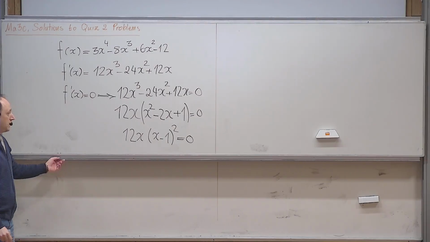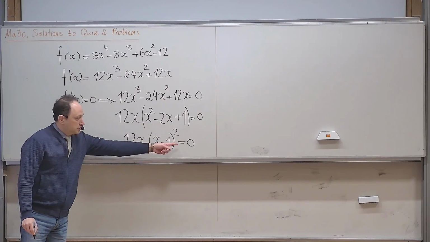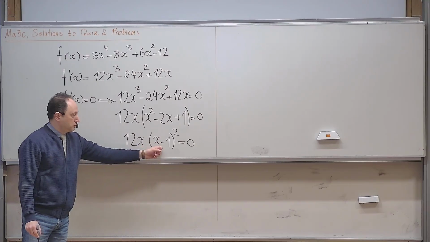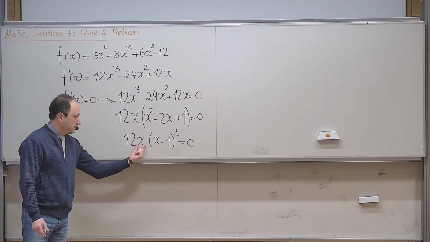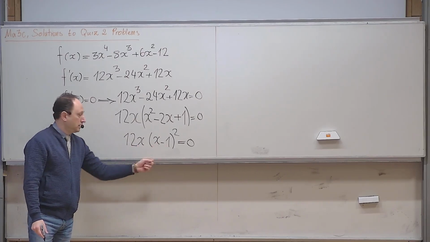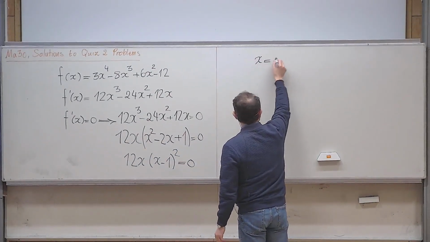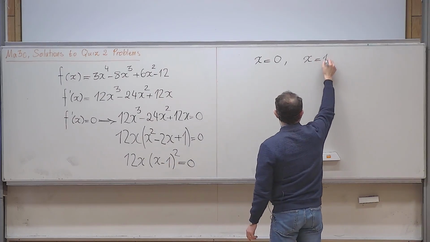So what are the answers I get? 12 cannot be 0 because it is 12. If the product is supposed to be 0, at least one of the factors should be 0. This can be 0, this can be 0. If this one is 0, I have one answer. If this one is 0, I have the answer x equals 1.